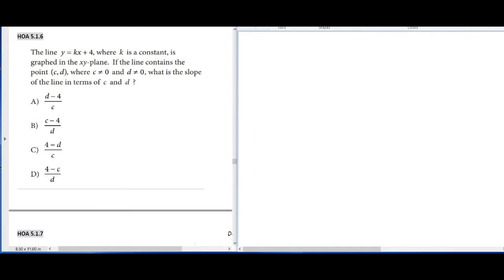Yes, this one is just using some constant. They gave y equals kx plus 4. Oh, they gave just the y-intercept, 4, but we don't know the slope. But they said if the line contains the point C, D, some point on the graph, which means that C, D is a solution of this equation, right? Because they want to find the slope. Slope means this K.